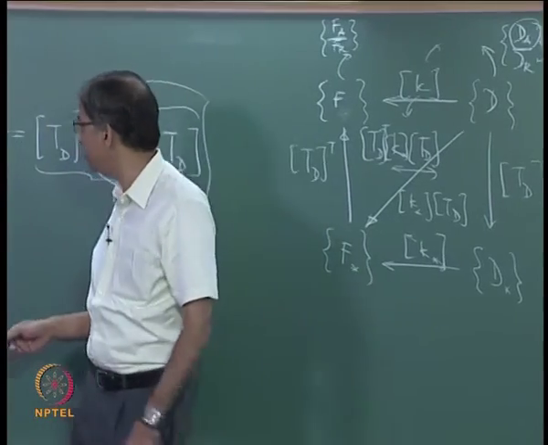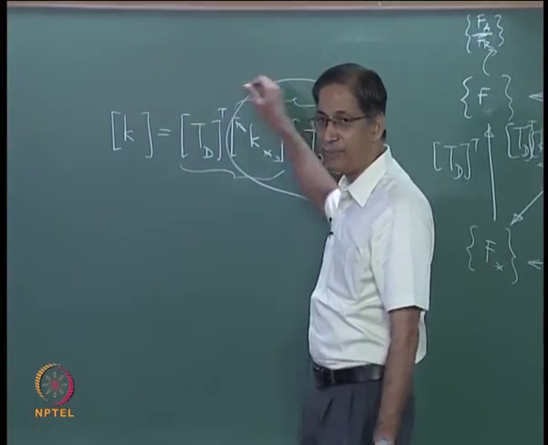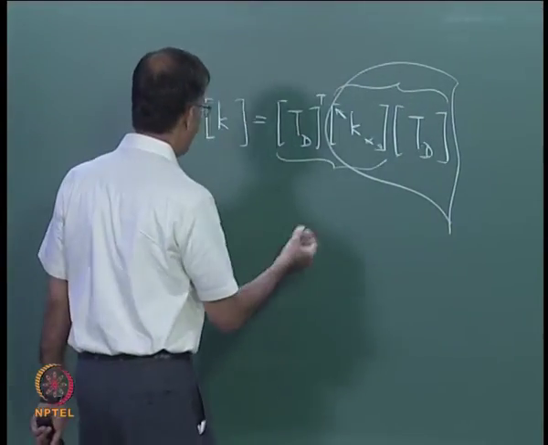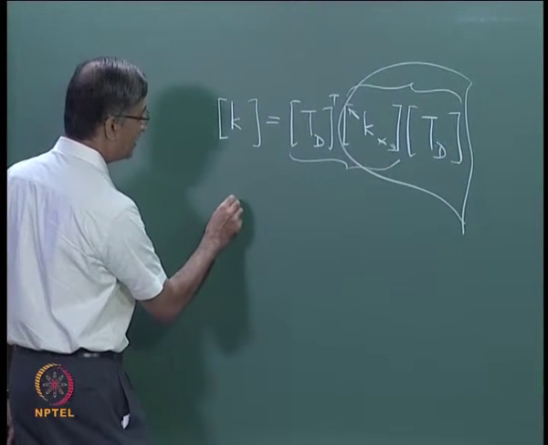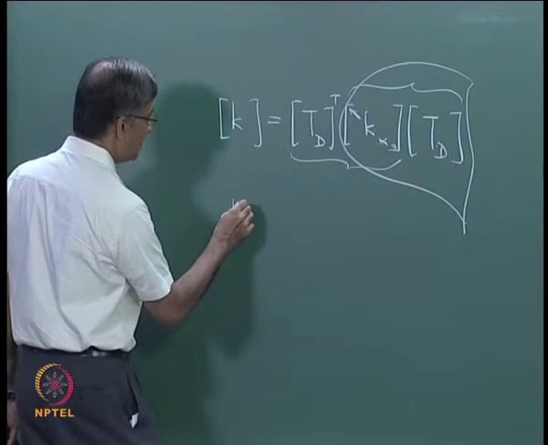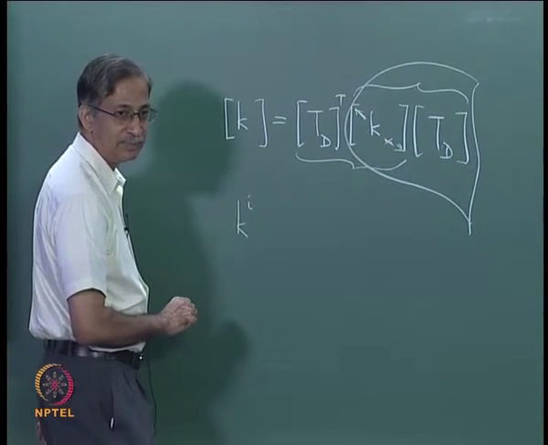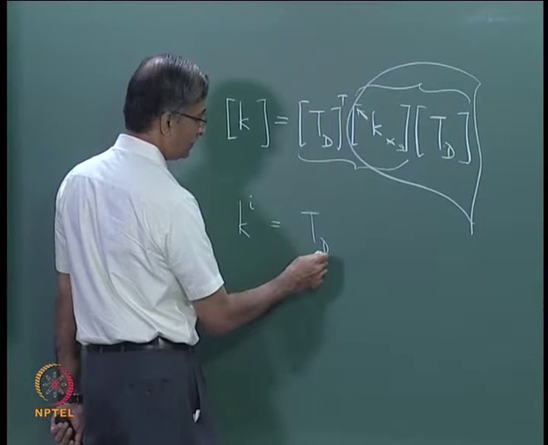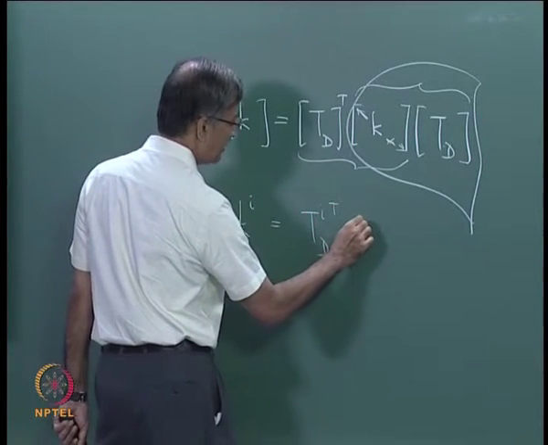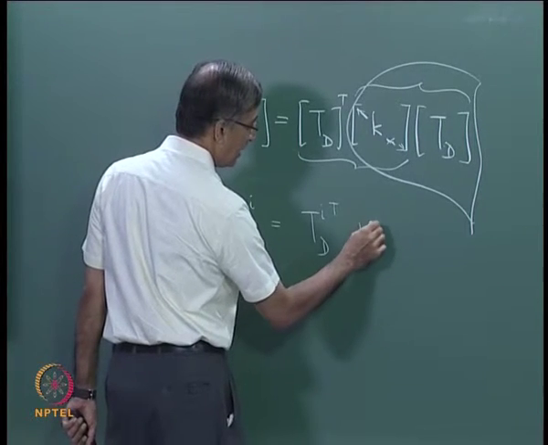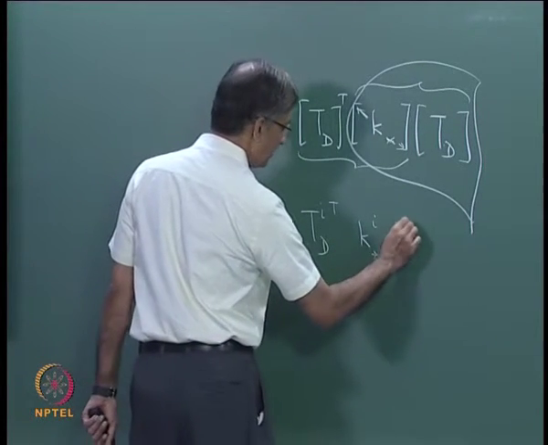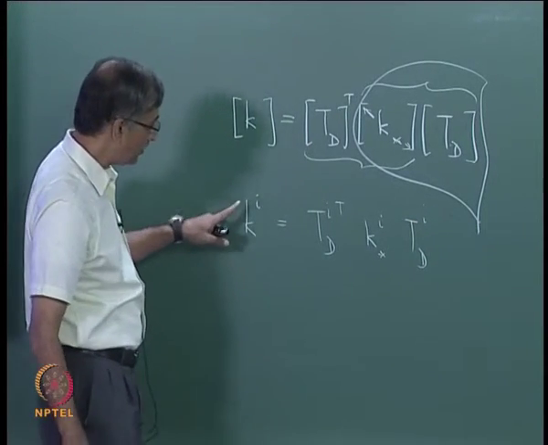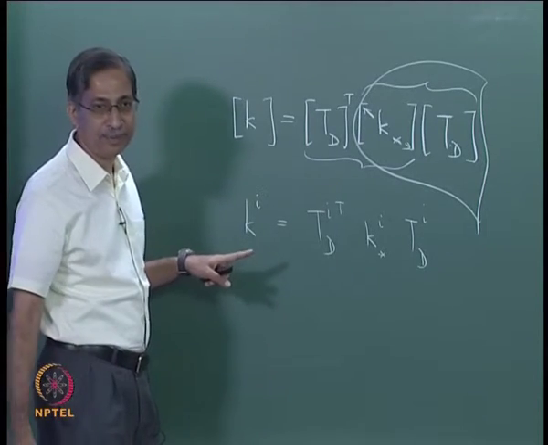Is it clear? So you do it in 2 stages. First you calculate this, then you pre-multiply with that. You can do it in one shot, or you can do it in 2 steps, or as many steps as you need as there are members. So you can do it at the element level. For the ith element, this will be written as TDi transpose Ki star TDi, right? So you got K1, K2 in this particular problem.